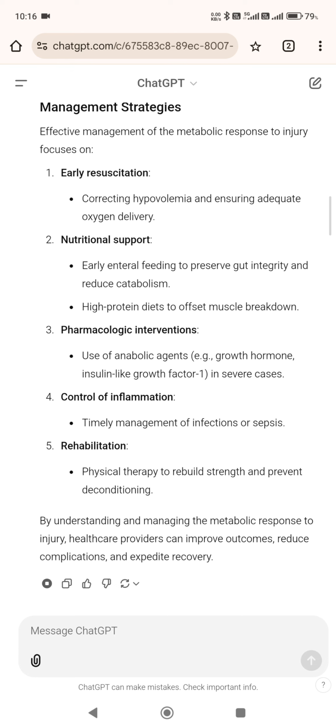4. Control of inflammation, timely management of infections or sepsis. 5. Rehabilitation, physical therapy to rebuild strength and prevent deconditioning. By understanding and managing the metabolic response to injury, healthcare providers can improve outcomes, reduce complications, and expedite recovery.